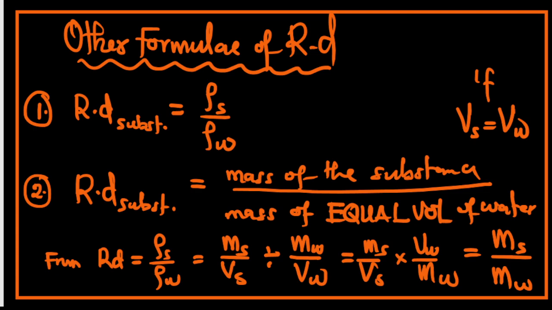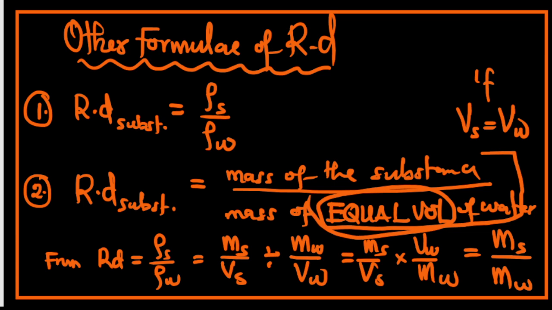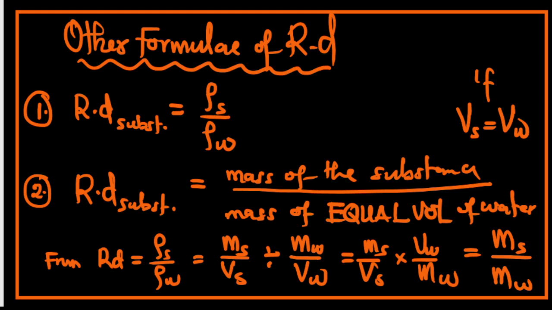Then I gave other formulae for determining the relative density of a substance. The general formula is density of a substance over density of water. Then it can also be mass of a substance. Now it's very important you look at the word equal volume here. You can't just say relative density is mass of a substance over mass of water. It would be wrong. It has to be mass of a substance over mass of equal volume of water. This is the proof below here.